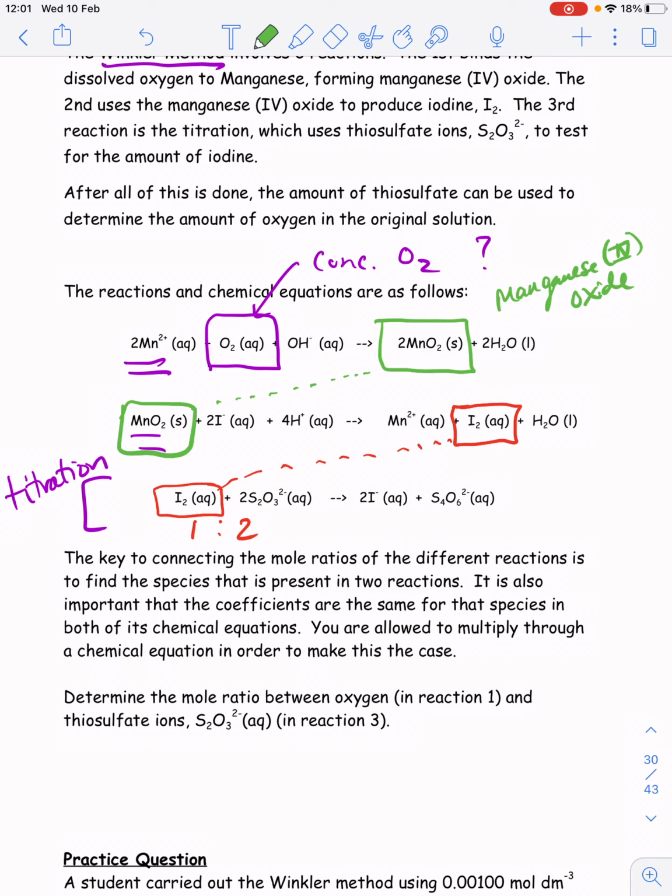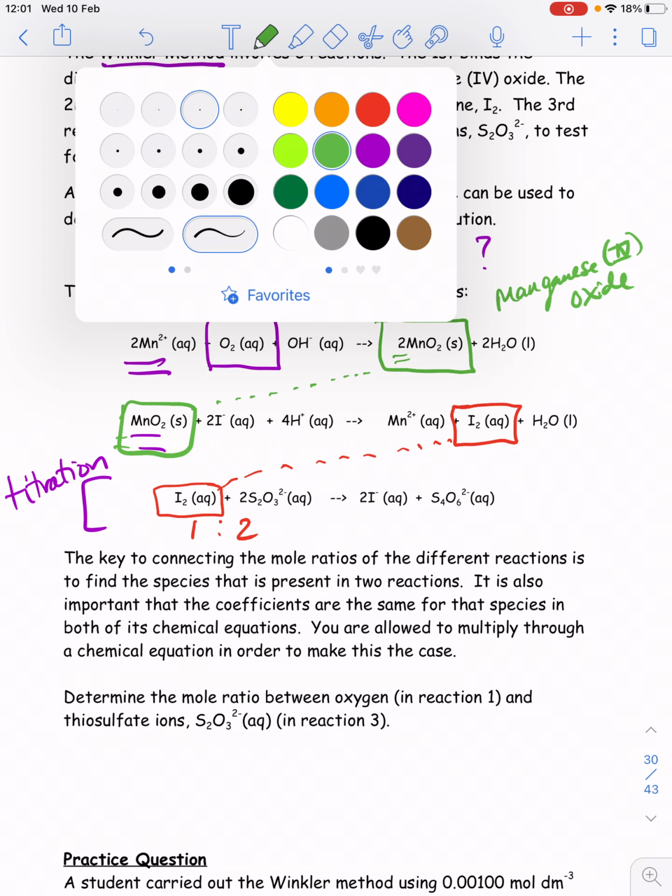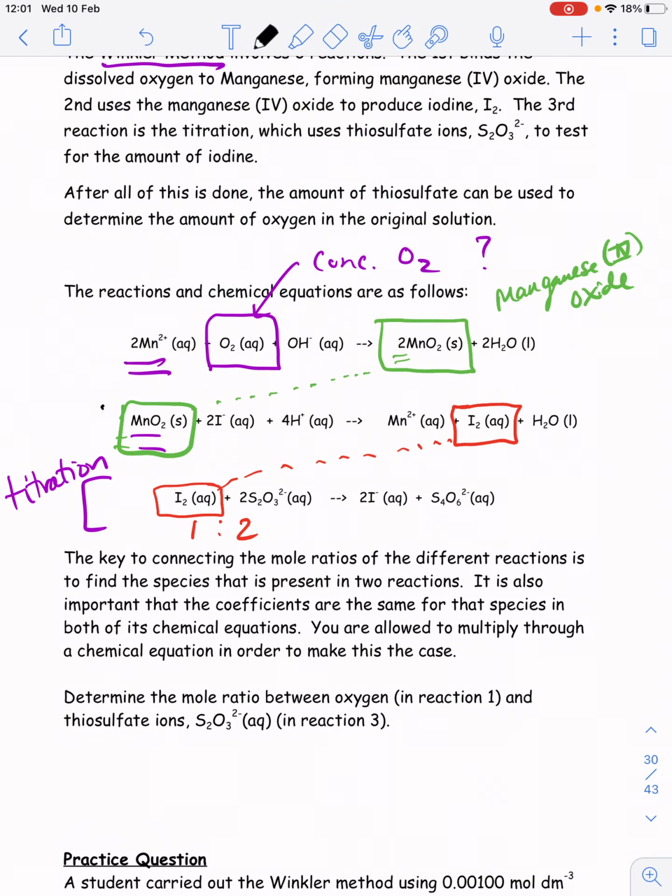But the MnO2 has a coefficient of 2 in the first equation, and it only has a coefficient of 1 in the second equation. So that's where it gets a little bit confusing. So what I would do is I would add a coefficient of 2 here. Now I'm not just adding it, I'm multiplying this whole equation by 2. If I do that, it's still going to be balanced, but now the coefficients are going to line up between equation 1 and equation 2, so they'll match.